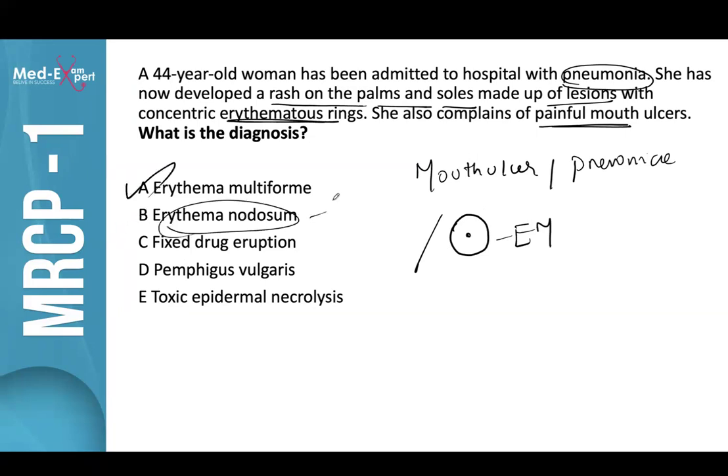Erythema nodosum, you know it presents on the shins. Fixed drug eruption will present differently. Pemphigus vulgaris, you know it should involve the oral cavity and also other parts of the body. Toxic epidermal necrolysis, widespread peeling of the skin. It will also affect all the mucous membranes and the patient will be septic.